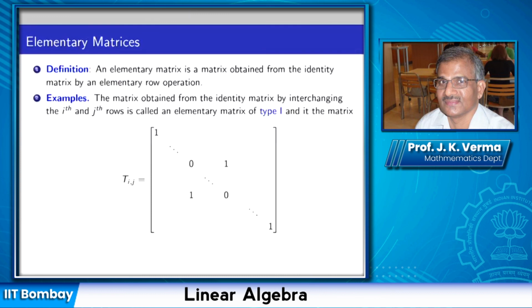This is an invertible matrix. So in order to see why this is an invertible matrix, let me just look at an example. So we understand matrices by their action.